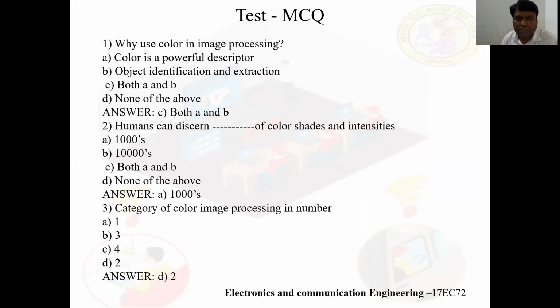Humans can discern dash of color shades and intensities. Options are thousands, 10,000s, both A and B, none of the above. So what is the answer? The answer is thousands. Categories of color image processing in number: 1, 3, 4, 2. The answer is 2.